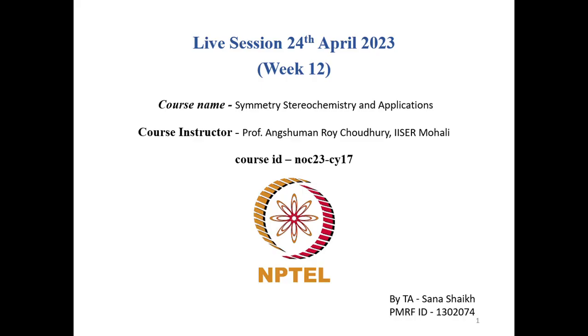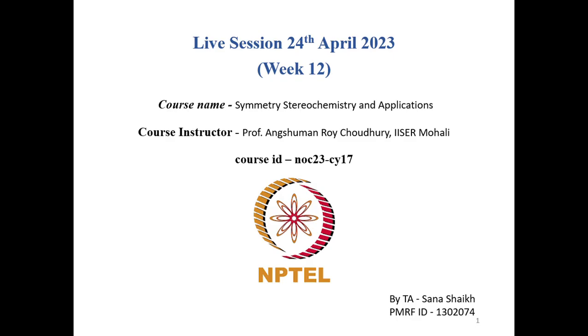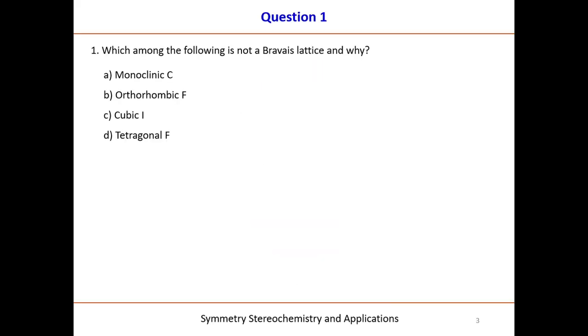Today, we are going to discuss the lattice and their based questions, previous year questions. So here we are going to start today's session. This is a week 12 question from last year. So the question number 1 is, which among the following is not a Brevis lattice and why? What will be the answer?